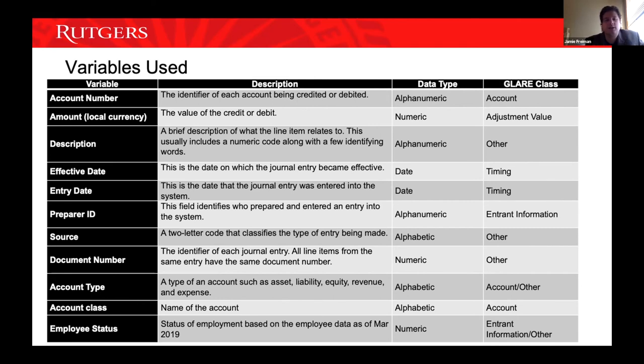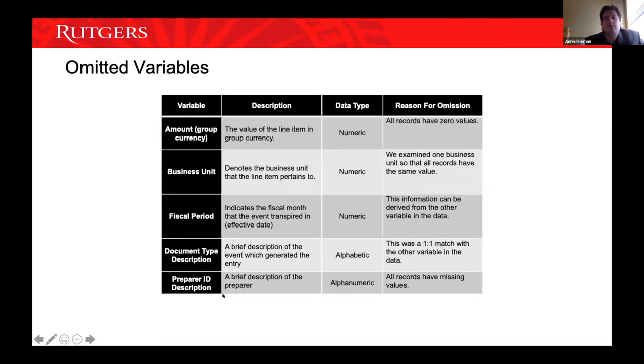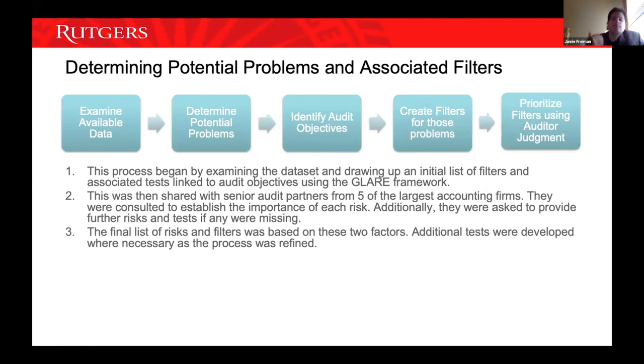This is our test selection process. So we have that information here as well. We did omit a bunch of variables, mostly because either there was no information added from them, like it was a one-to-one match, or there were zero values in that particular field. So that's mostly why they were omitted. This is the process that we used to determine that.